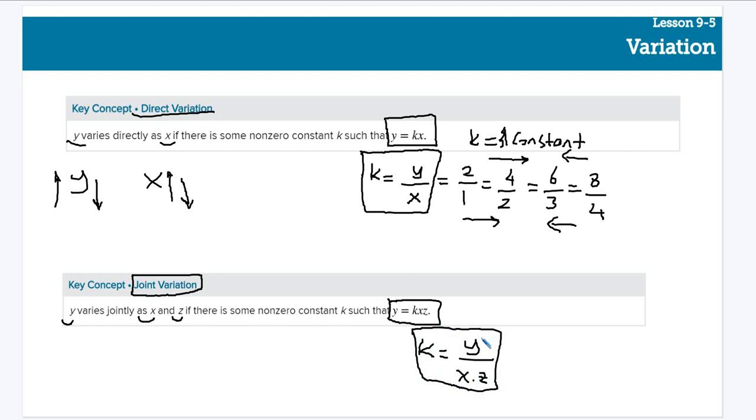That's the thing. So the direct variation idea: one variable increasing, the other one is increasing. One variable decreasing, the other one is also decreasing. If we can catch a relation like that, we'll call it direct variation. Okay, so this is the idea.